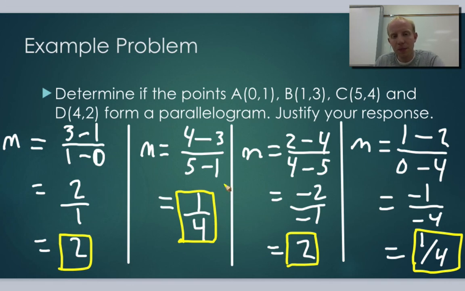Okay, so that's your homework. You're going to find right triangles in the coordinate plane, and you're going to find parallelograms in the coordinate plane. Hopefully this all makes sense. Let me know if you have any questions, and thank you for watching.